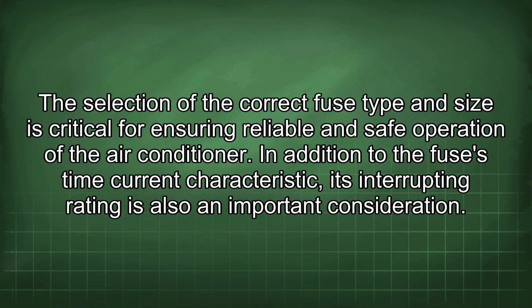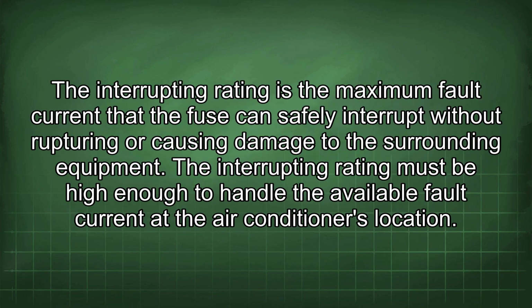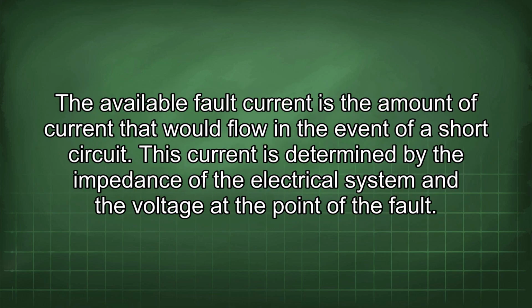In addition to the fuse's time current characteristic, its interrupting rating is also an important consideration. The interrupting rating is the maximum fault current that the fuse can safely interrupt without rupturing or causing damage to the surrounding equipment. The interrupting rating must be high enough to handle the available fault current at the air conditioner's location. The available fault current is the amount of current that would flow in the event of a short circuit. This current is determined by the impedance of the electrical system and the voltage at the point of the fault.